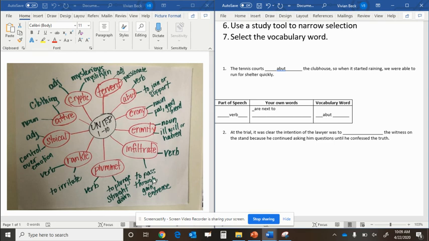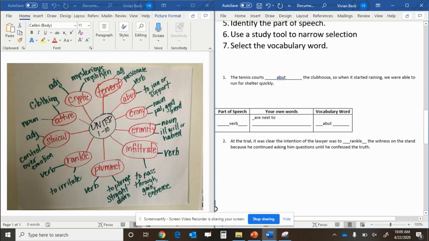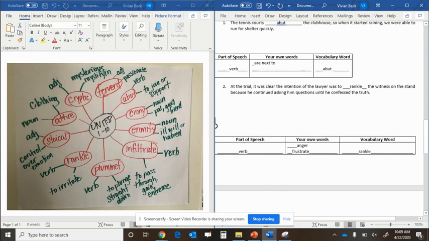Looking at each of these definitions, because we already used abut, so we're not going to consider that one. To pass through, to plunge straight down, to irritate. So which one of these would be most appropriate? In this case, clearly to irritate in this context. So if you're looking at your own word, we could use the word anger, frustrate, perhaps, was to frustrate the witness, was to anger the witness.